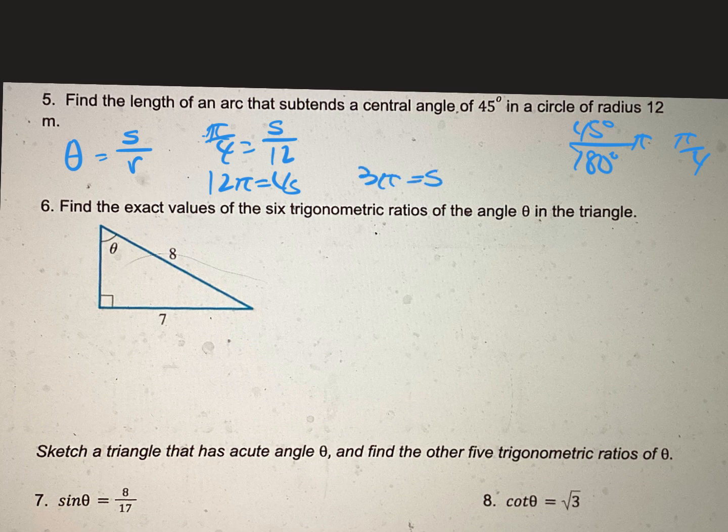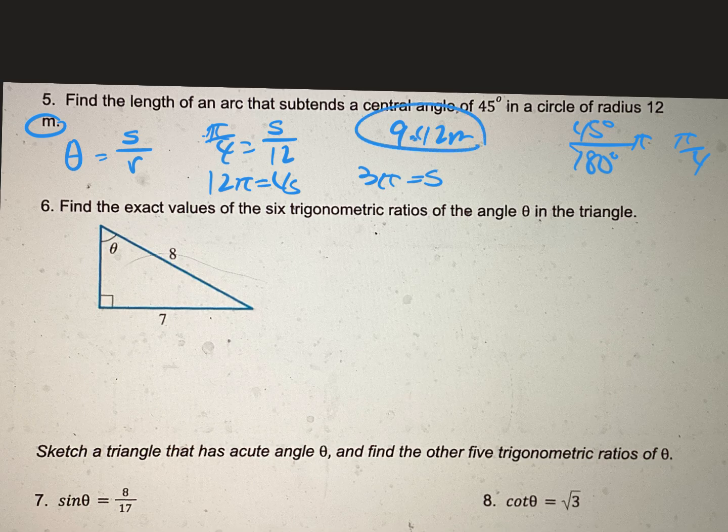You can leave it like that if you want to. I'm going to punch it in the calculator, just to get a good decimal there. What do they get? Like 9.42. So I'm going to put 9.42 meters. I don't know if you notice a little m right there after the 12. That kind of went to the next line. I'm not sure what happened.